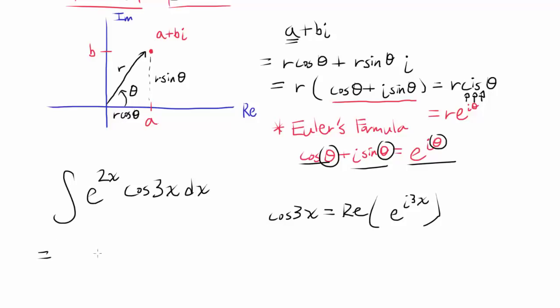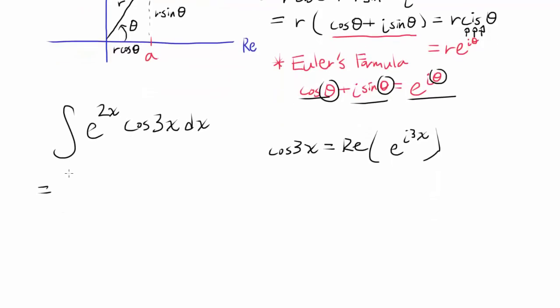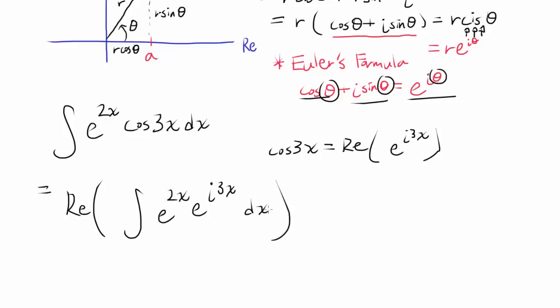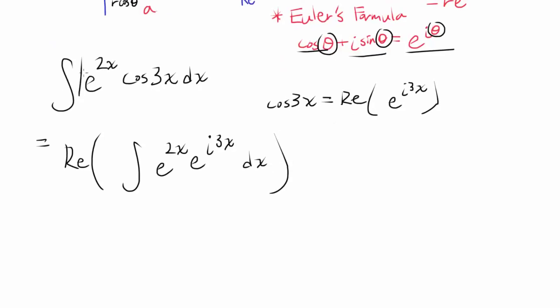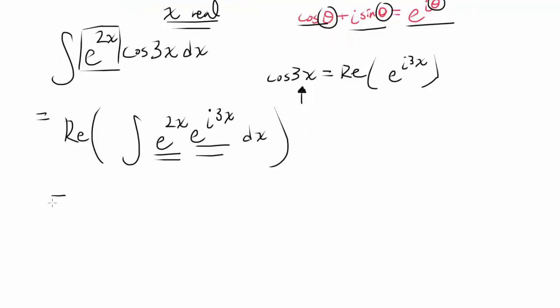So we know this entire integral can be thought of as the real part of the integral of e to the 2x times e to the i3x dx, because e to the 2x is real to begin with, since we're talking about real x's. So we have e to the 2x being real, and e to the i3x is complex, but the real part of it is going to be cosine of 3x. So we have these two equalities, and what can we do?